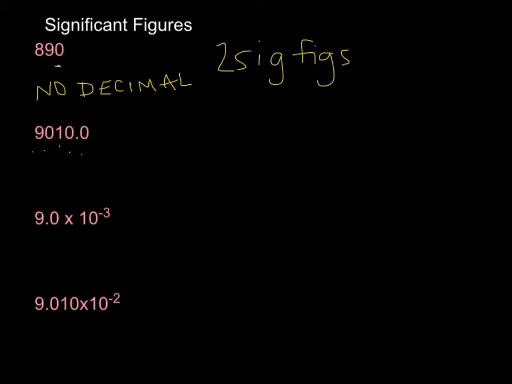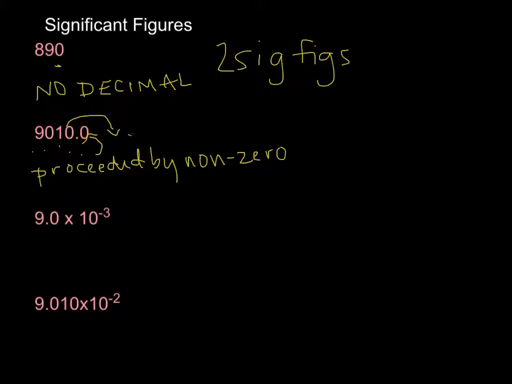How about this last 0? Is it significant? Yes. It is significant because it is preceded by a non-zero in the number. So this one is significant because it's preceded by a non-zero. This one is significant because there is a decimal. So that's a total of 5 sig figs.